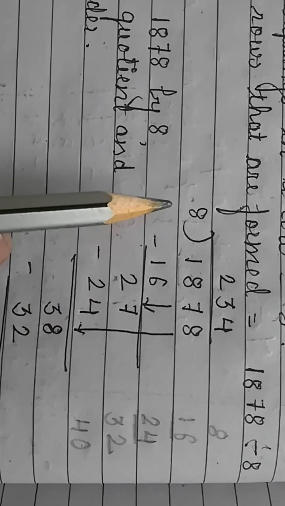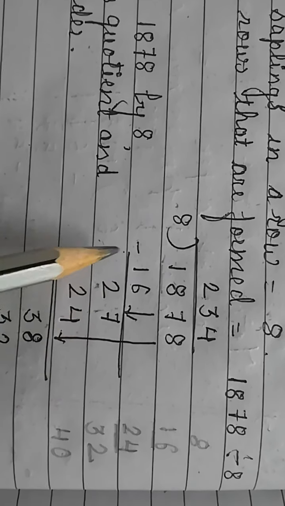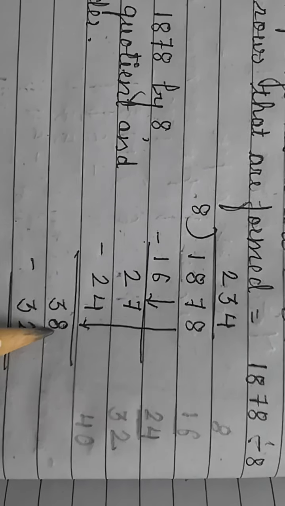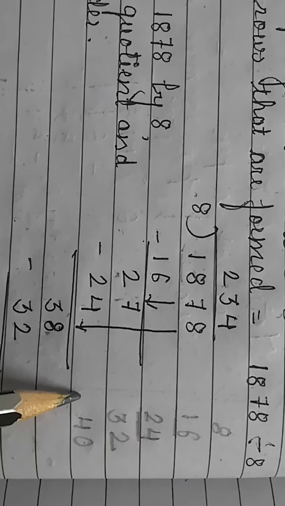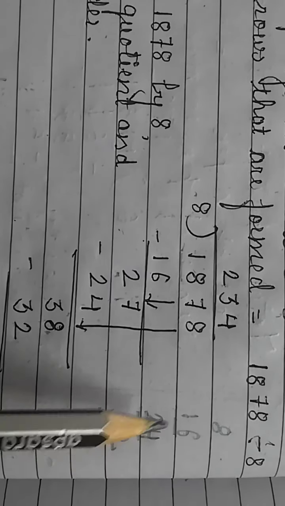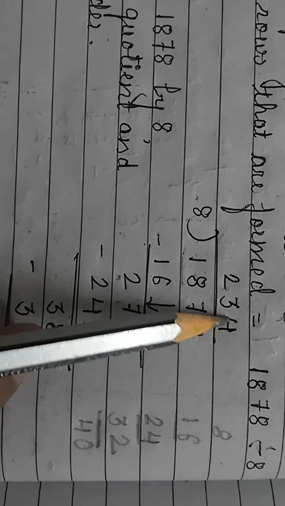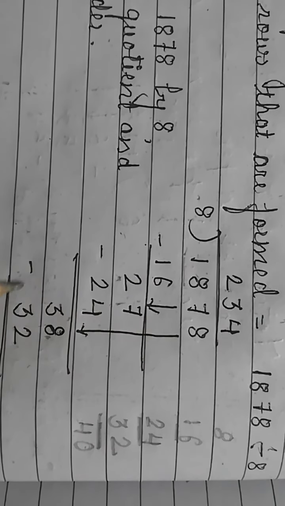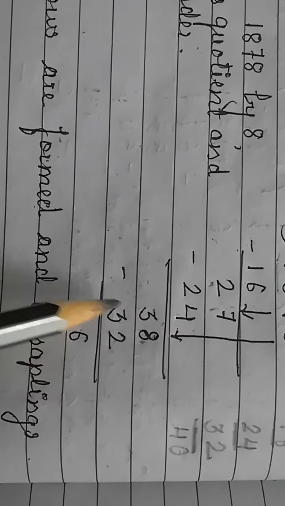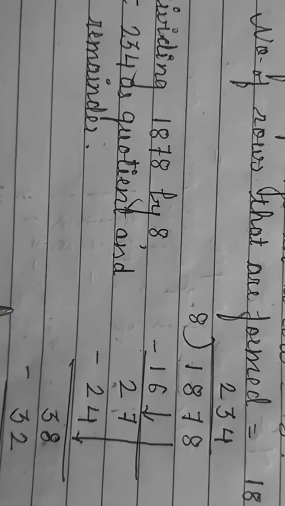Again, check in the table of 8. We have to find the number less than 38. So let's see in the table of 8, the number less than 38. Yes, it is 32. So at what place did we get 32? 1, 2, 3, 4. Fourth place. So we will write 4 in the quotient place. And 8 fours are how many? That is 32. So 8 minus 2, here 6. And 3 minus 3, of course, 0.